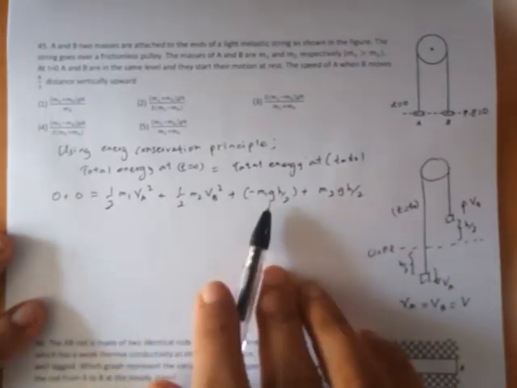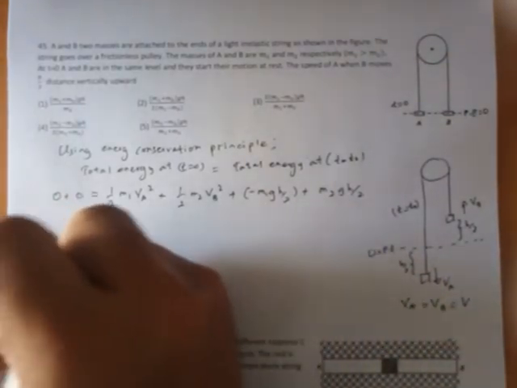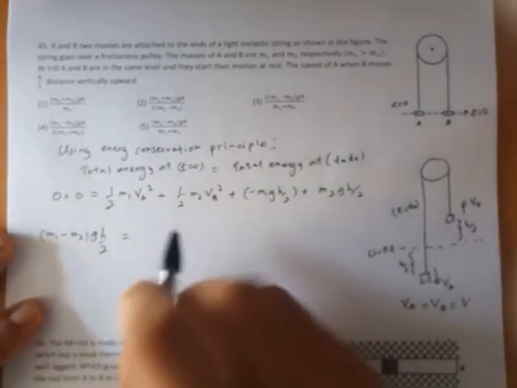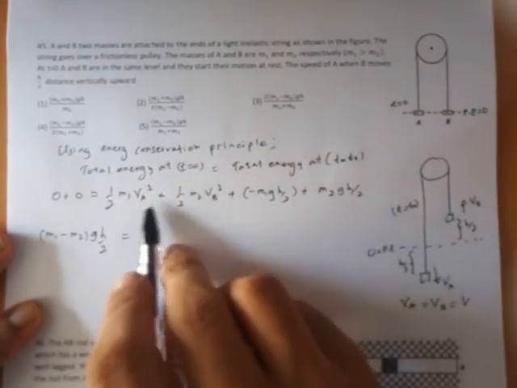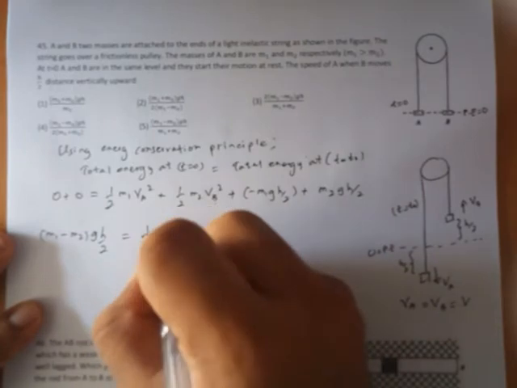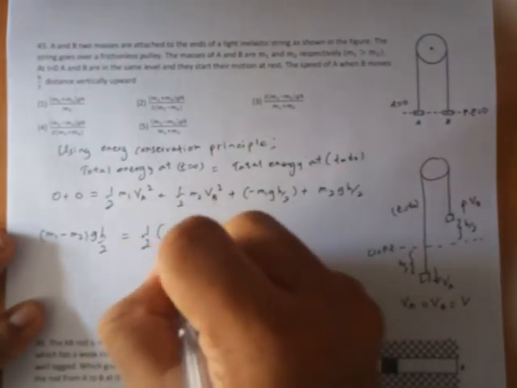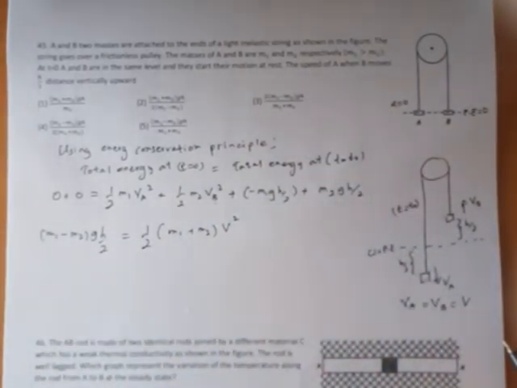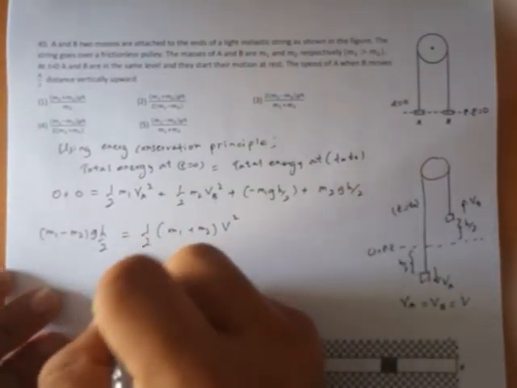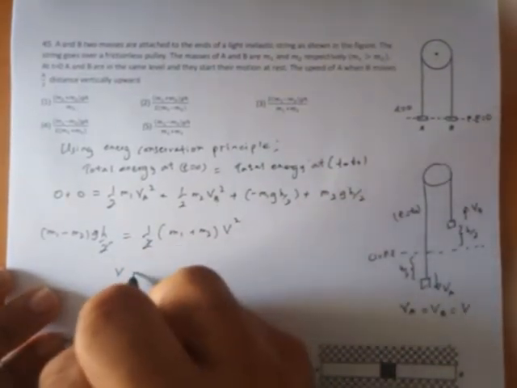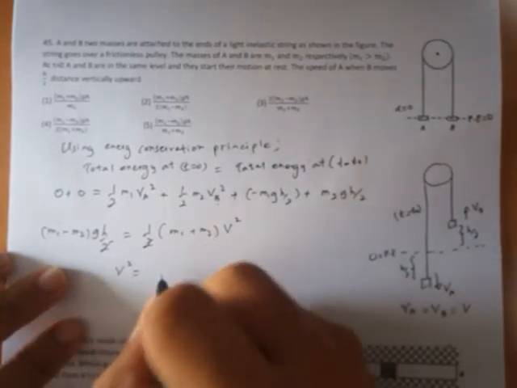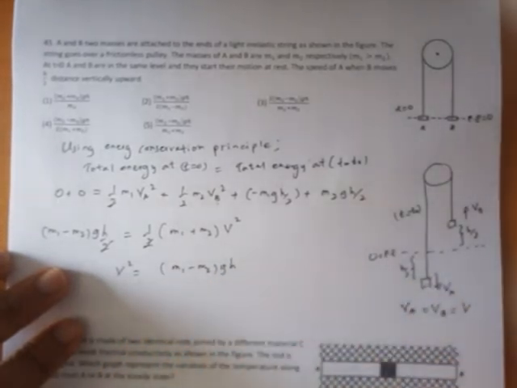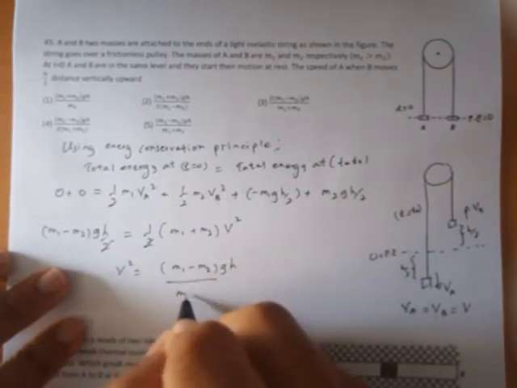So now I can write down, I take these two terms to this side, then I get (m1 minus m2) g h over 2 is equal to half, so here v squared and this is v squared, so I can take half v squared common out, (m1 plus m2) v squared. Okay, so subject to v squared we get, so here 2 cancels off, v squared equals (m1 minus m2) g h over (m1 plus m2).